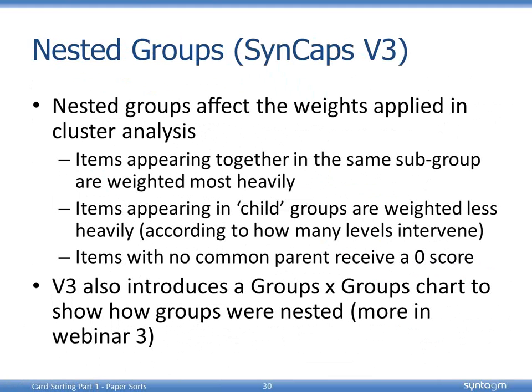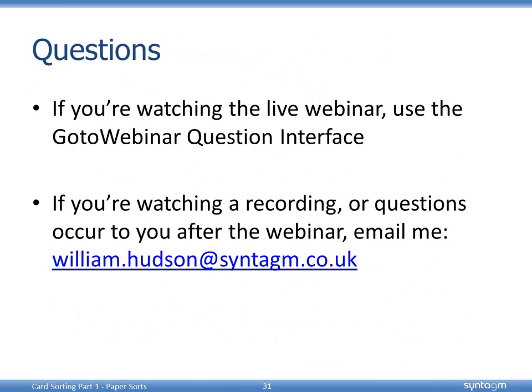The way that the weighting works with the nested groups is that items that appear together in the same groups get the heaviest weighting. Items that appear in child groups below the first item are given a slightly lower weight. And then items which have no common parent, they're in completely separate branches of the family effectively, have no score at all, a 0 score, so they're unrelated. And as well as the weighting on the cluster analysis, you get a new chart in version 3 of SynCaps, a groups by groups chart that shows how the groups were nested.